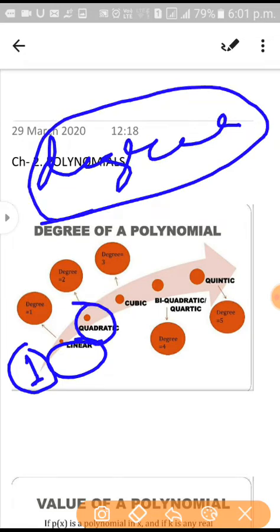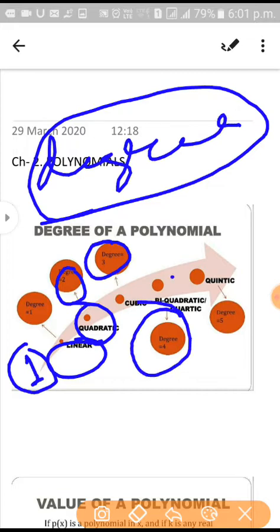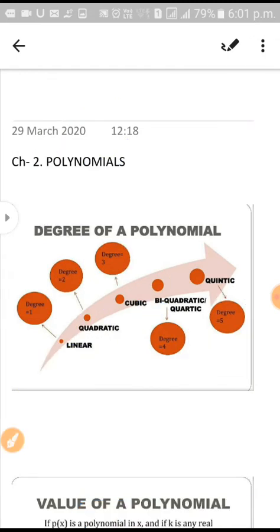A quadratic polynomial is a polynomial whose degree is 2. A cubic polynomial has degree 3. A biquadratic polynomial has degree 4. A quintic polynomial has degree 5. With all this, we have read a few more types of polynomial.